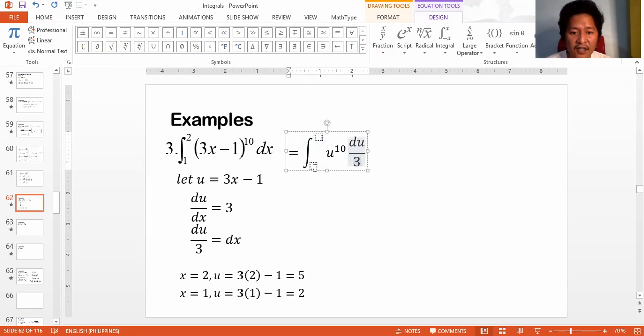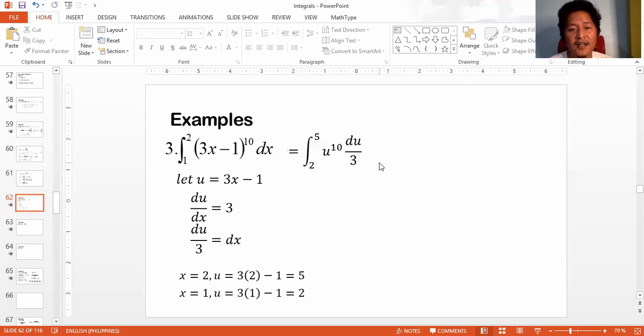How about yung ating lower limit? When x is 1, nasolve na natin, u will be 2. And then when x is 2, u will be 5. Okay, so ito na yung bagong integral natin.